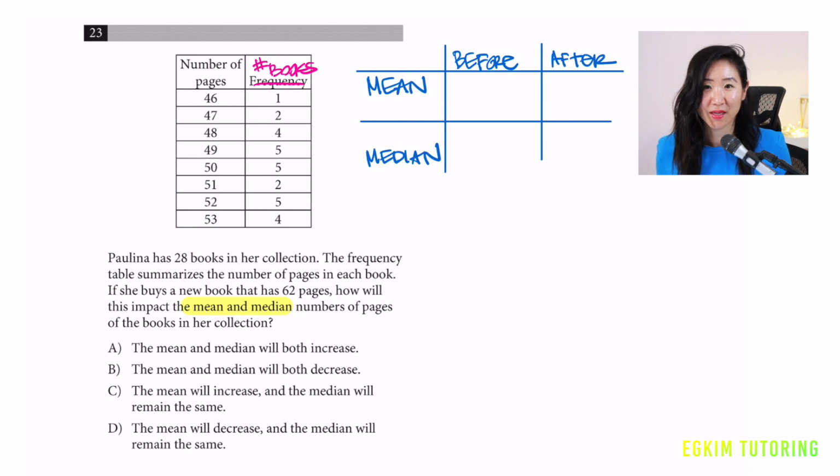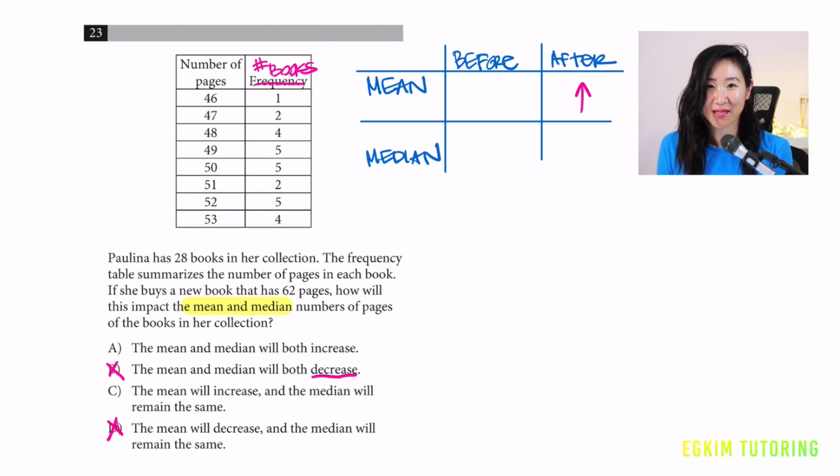Let's start with the mean. You don't actually have to calculate the mean before you added this new book. We just want to see the effect of adding this new book. So what happens when you add one book that has 62 pages? 62 is the largest number in this data set, so it's going to make the mean increase. It's almost as if the mean is being pulled up by this number. So let's put an up arrow in the table to indicate that the mean increased. Now we can eliminate answers B and D where it says that the mean decreased.